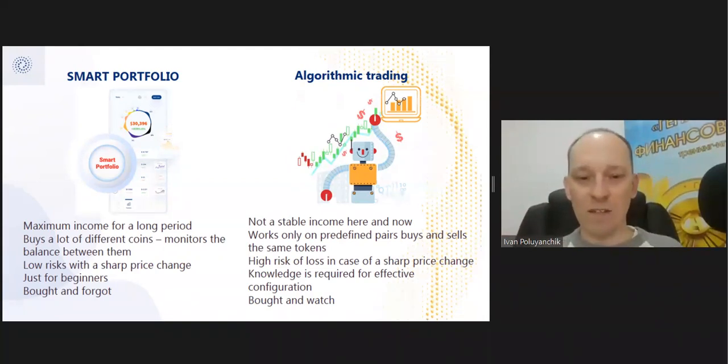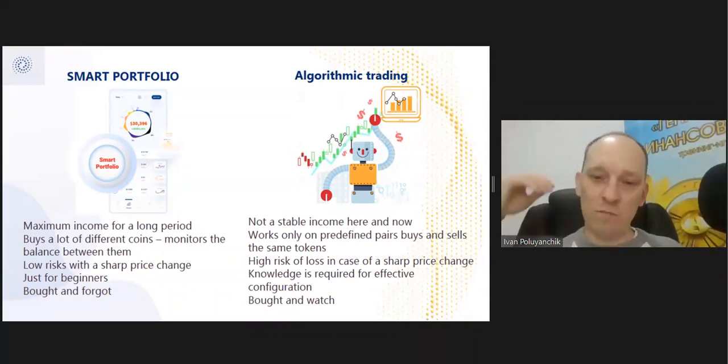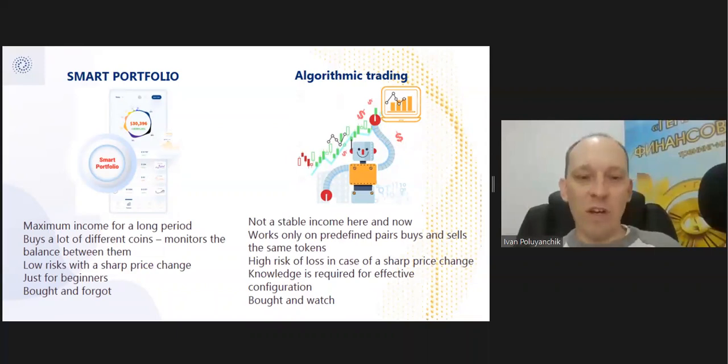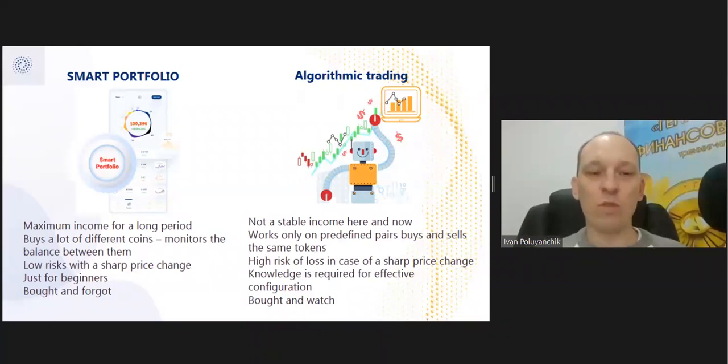They don't understand the difference between two completely different instruments: Smart Portfolio and algorithmic trading. It's like a train and an airplane. You can get from Berlin to Paris either by train or by air. But still, those are two different means of transportation.